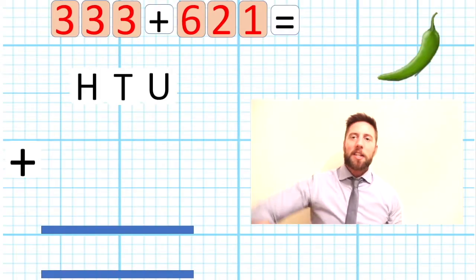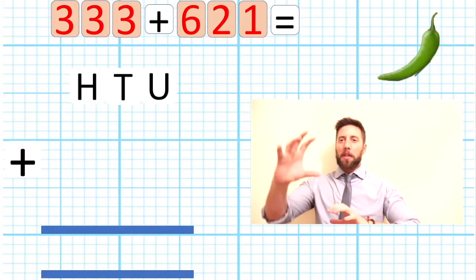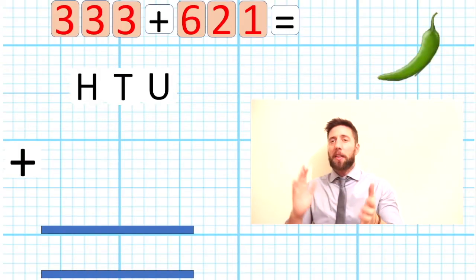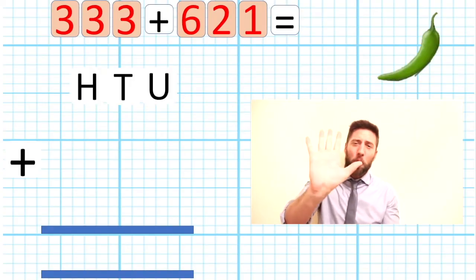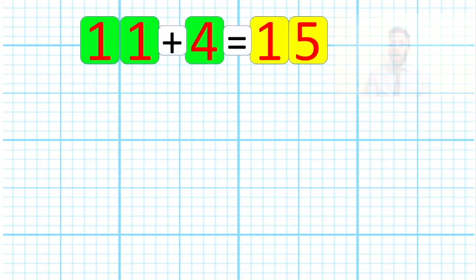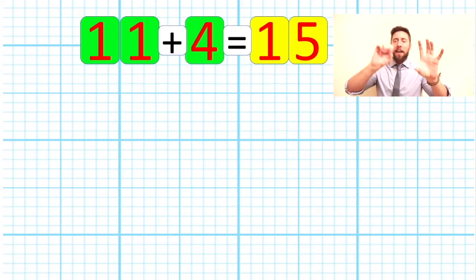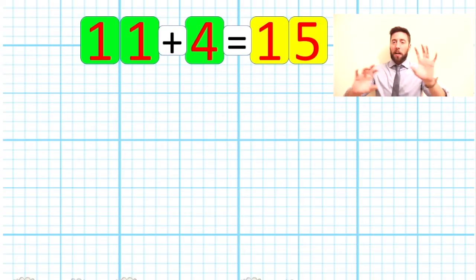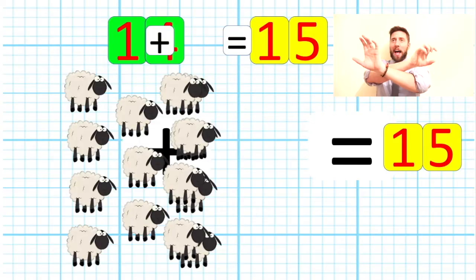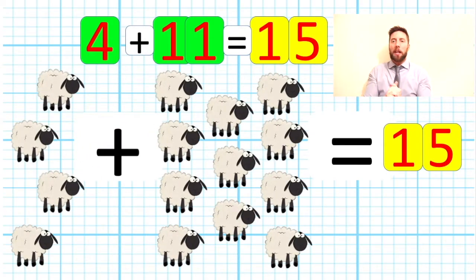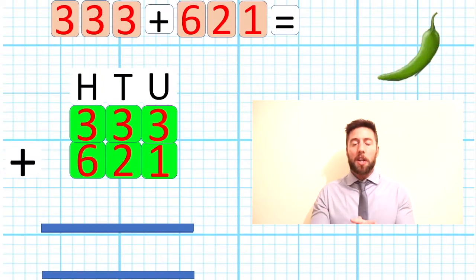But wait! Does it matter which way round we put these numbers in our question? If we add 333 to 621, do we get the same as adding 621 to 333? Let's pause a second and look at it in this scenario. If I have 11 add 4, we get 15. I can represent it here with these images. If I switch these around and add 4 add 11, I still get 15. And that is because addition is commutative. It doesn't matter which way around we put our question, we are going to get the same answer. Let's go back. Okay, so we are ready to begin.